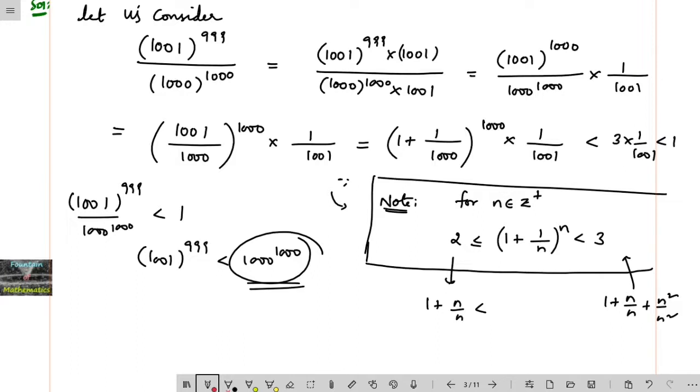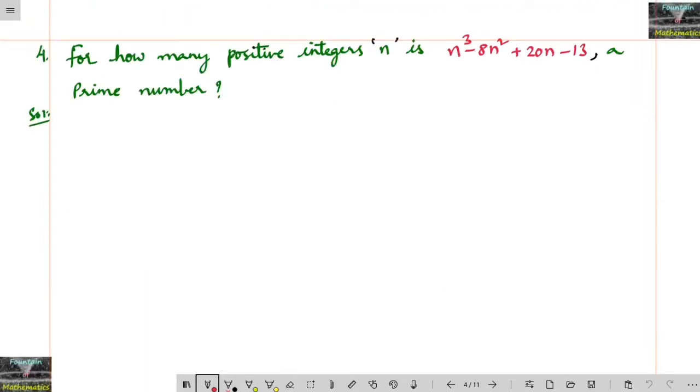So we'll move to the next question. For how many positive integers n is n cube minus 8n square plus 20n minus 13 a prime number?